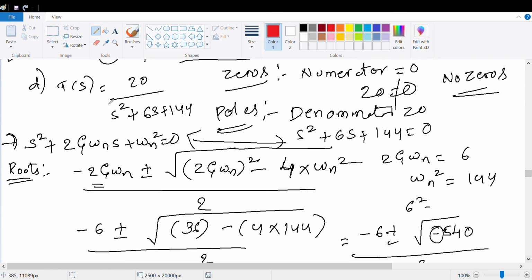Next, part D: 20 by s square plus 6s plus 144. So equate the numerator to 0.